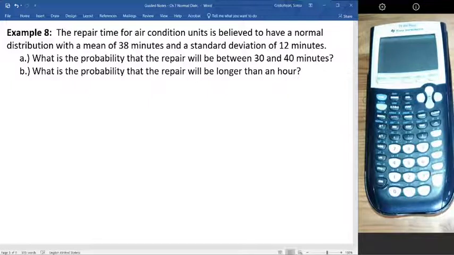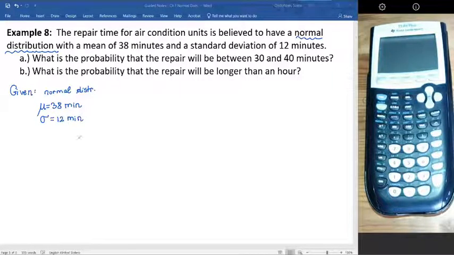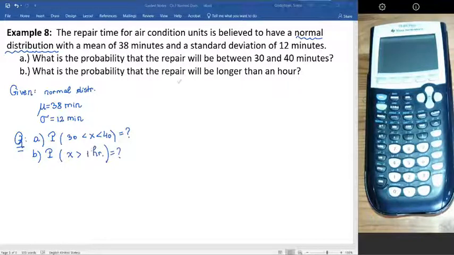Let's write down the given information. We are talking about a normal distribution. It's right here with a mean of 38 minutes and a standard deviation of 12 minutes. So let's use the corresponding symbols. And the question, what is the probability? And I'll write this down this way. Probability that the repair is between 30 and 40 minutes. This is how you write this down in symbols. And the second question, what is the probability that the repair is greater than 1 hour? Let's get started, and I will show the solution for the first question first.